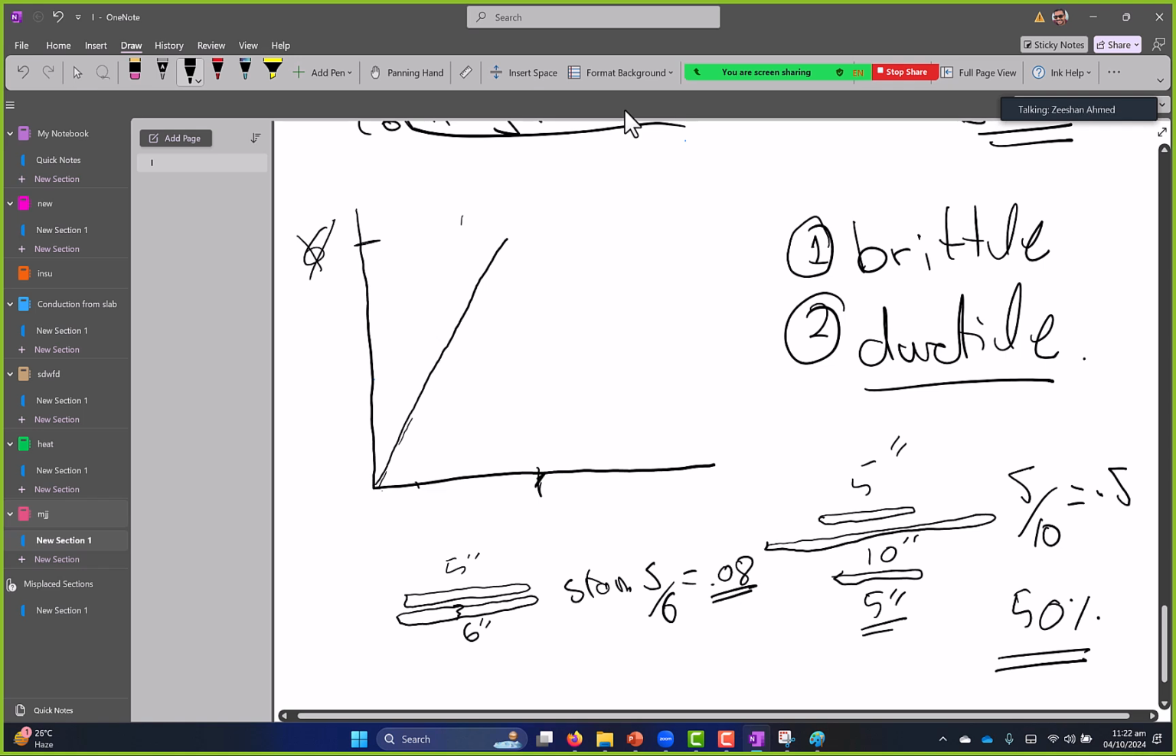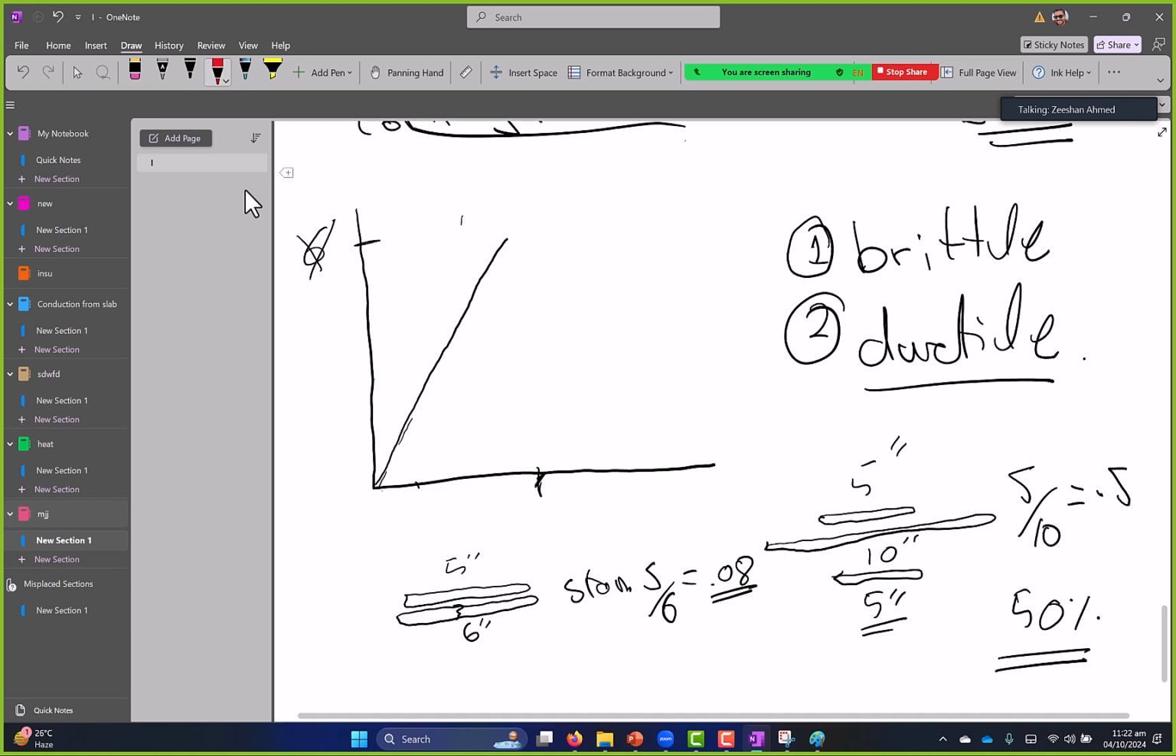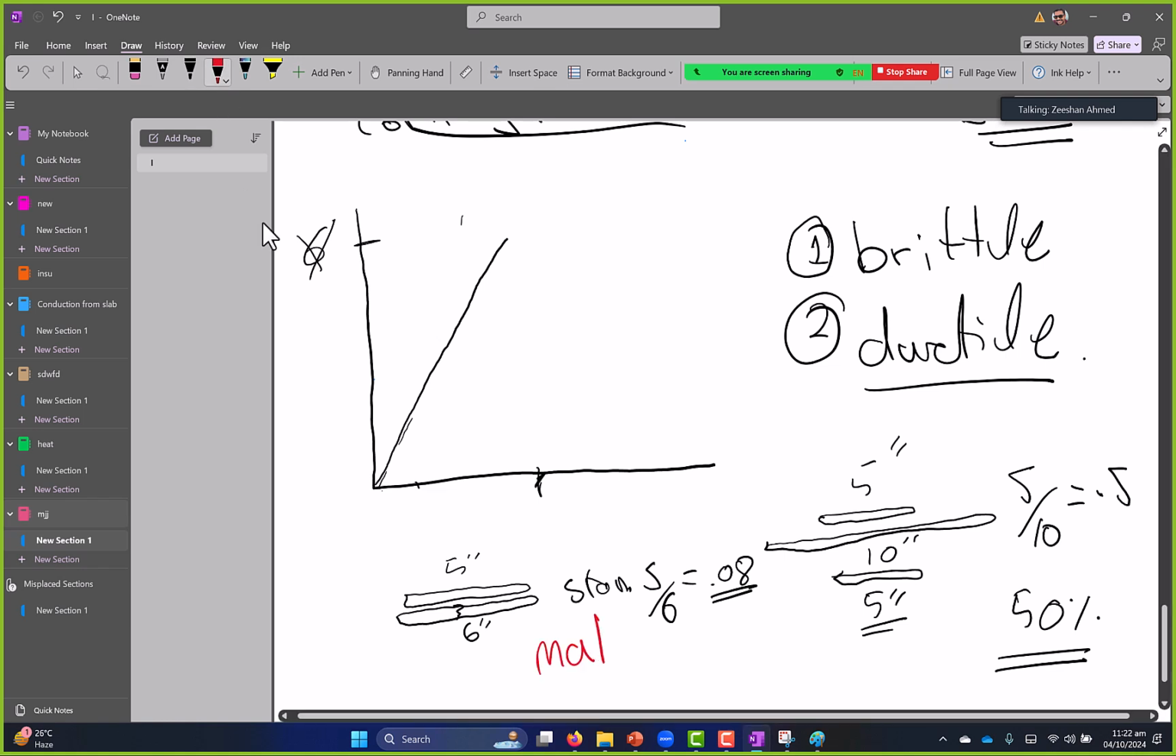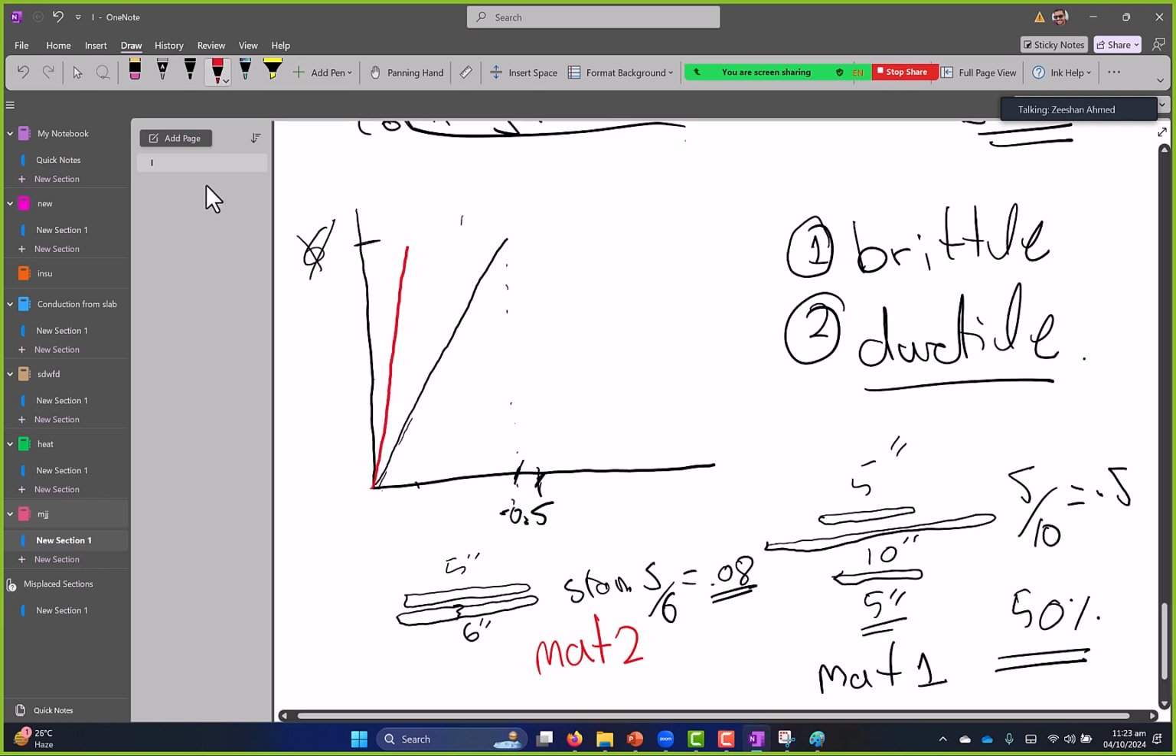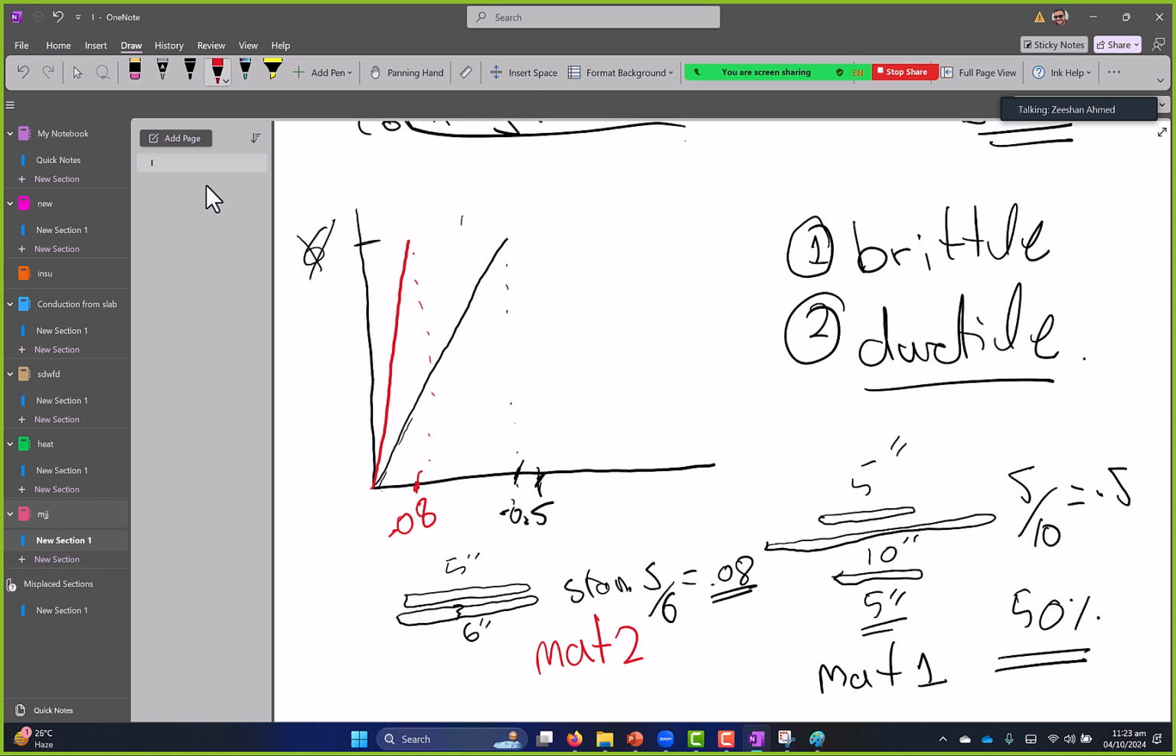That is very less. If I plot it, let's say this is material 2 and this was material 1. This represents material 1, so the strain was 0.5. If I am plotting material 2, same strength, but the strain was 0.08. What do you see as the difference in the two lines? What is the difference between these two?